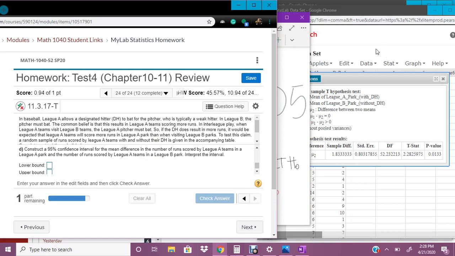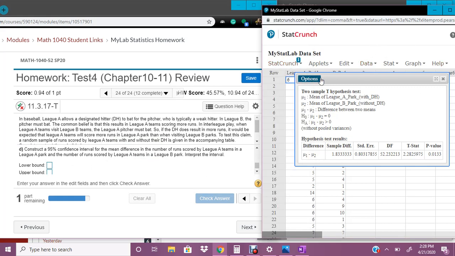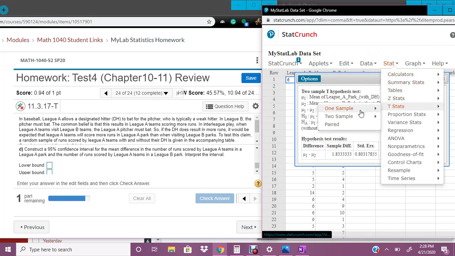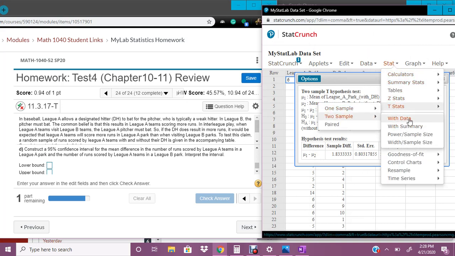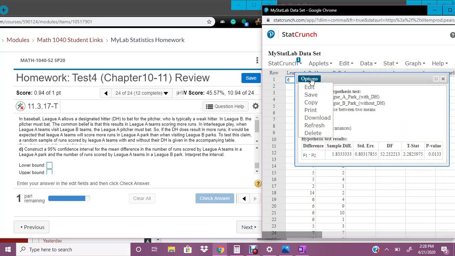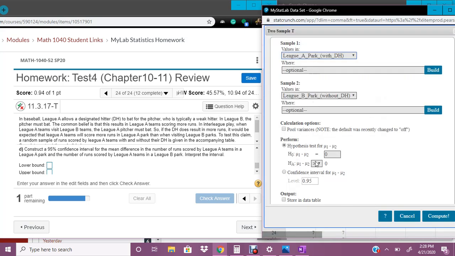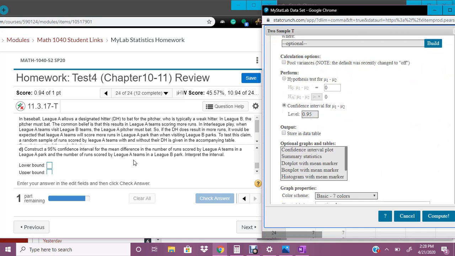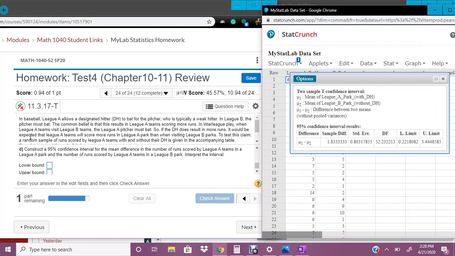So now we're going to construct a confidence interval. We'll go back to our data, and once again we'd be in T Stats, two sample with data. I'm just going to click on Options and Edit, and I'm going to select confidence interval, and we're talking about 95, which is already the standard set. And so our lower and upper limits are right there.